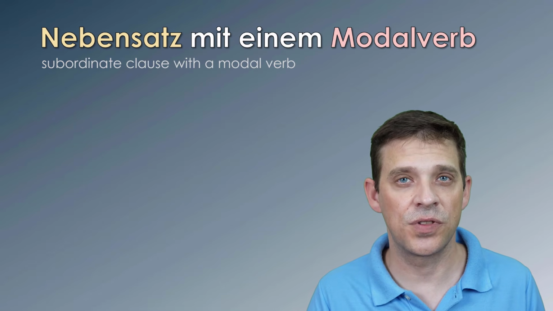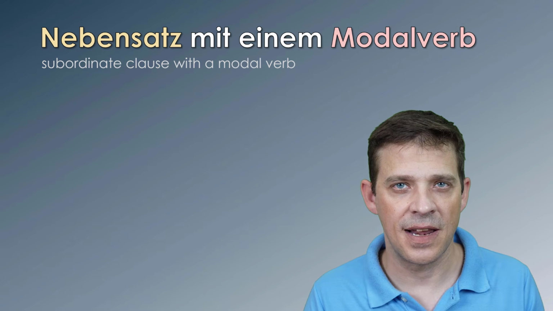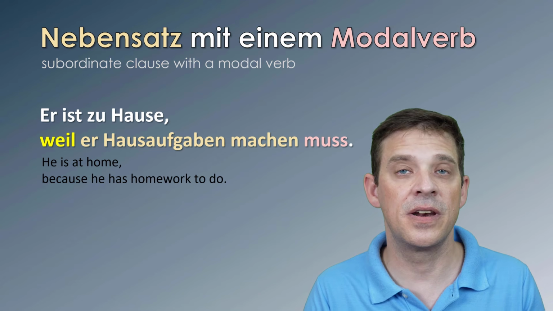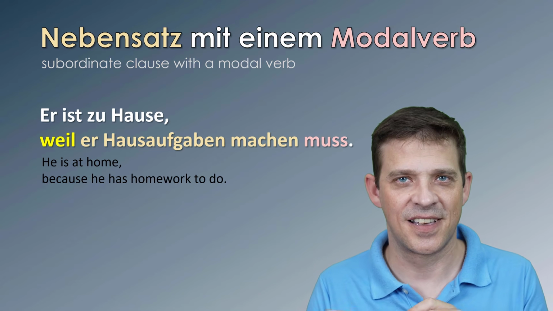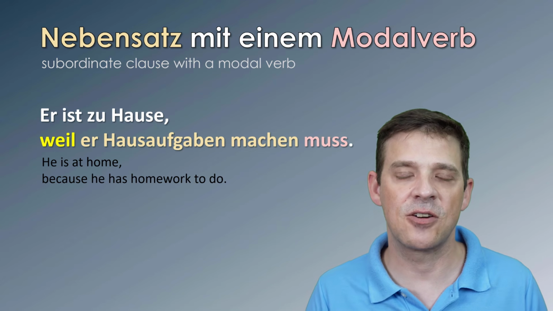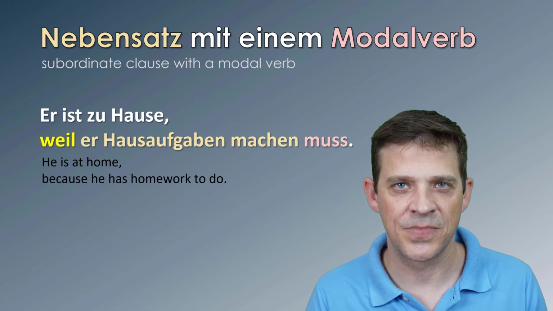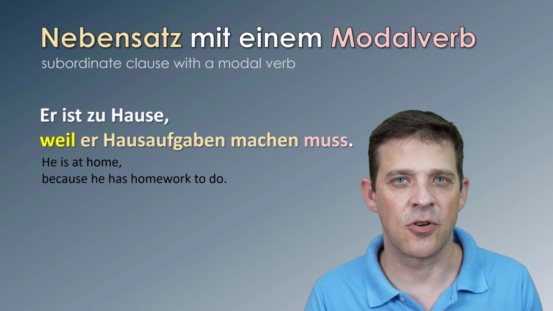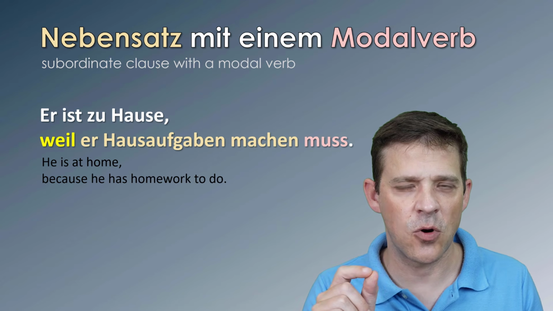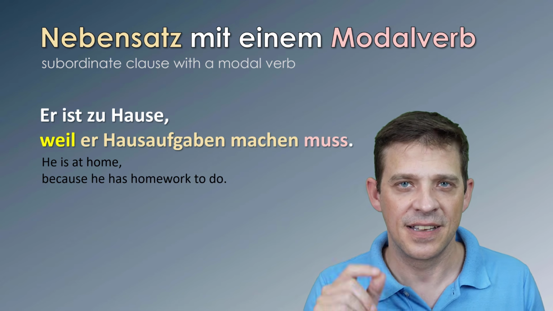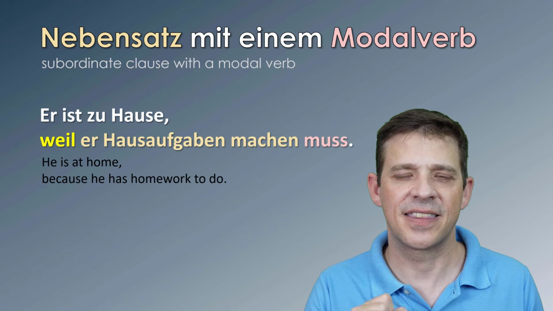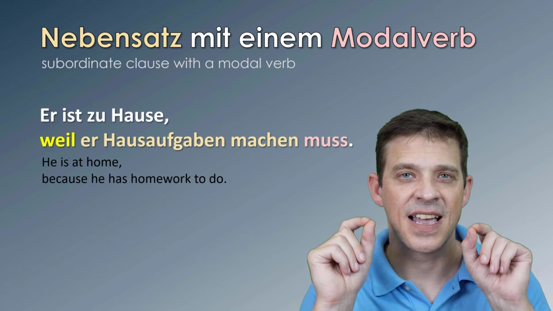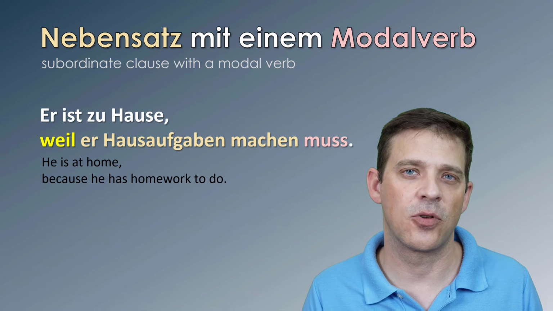Nebensatz mit einem Modalverb. Das Beispiel im Buch, auch das gleiche: Er ist zu Hause, weil er Hausaufgaben machen muss. Muss ist das Modalverb von müssen. Machen ist the main verb. Important, when you have a modal verb in a subordinate clause, the modal verb is always the conjugated verb. Therefore, this is at the end. And the main verb, which is here machen, is right in front of the modal verb.